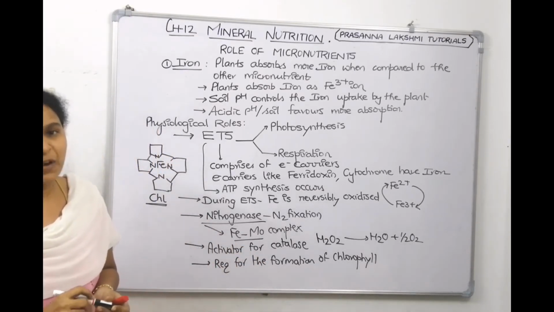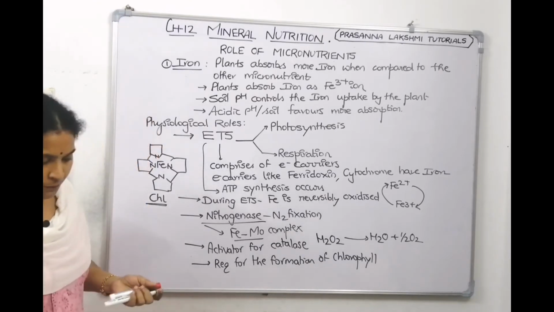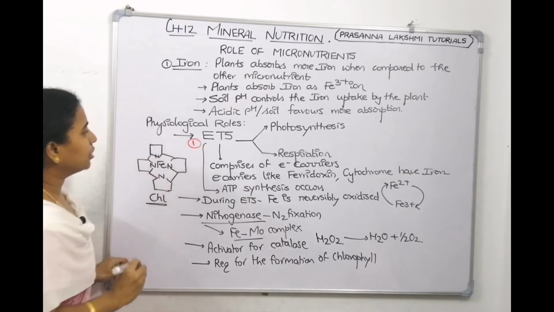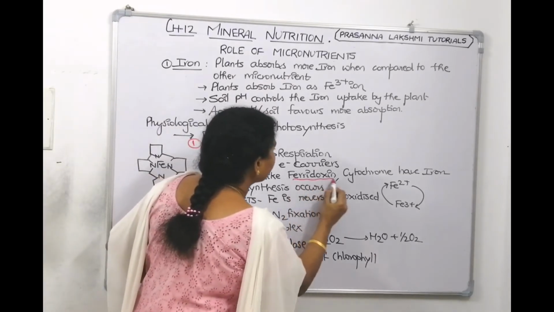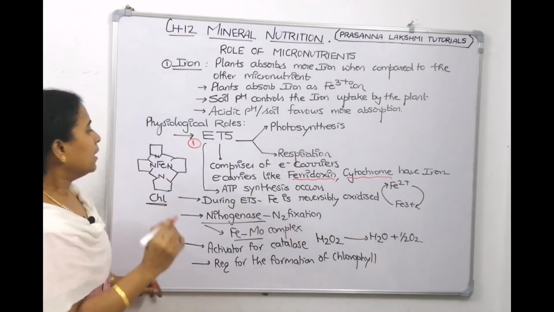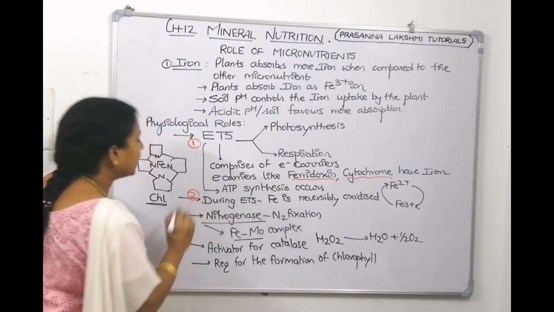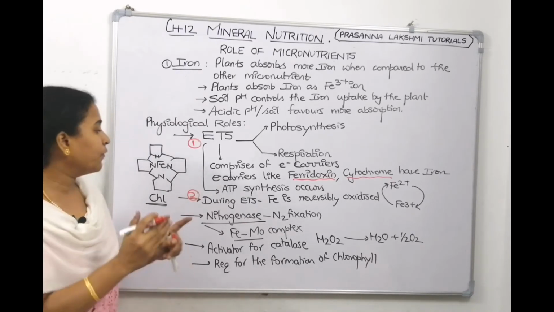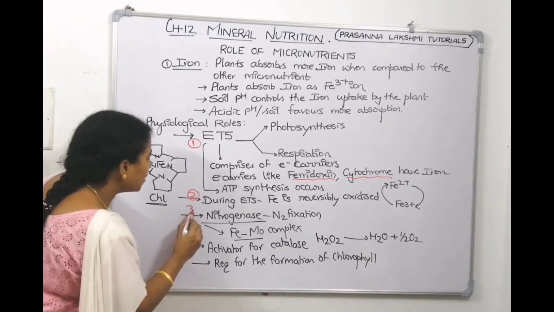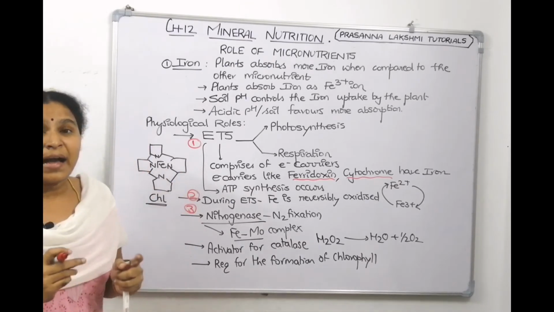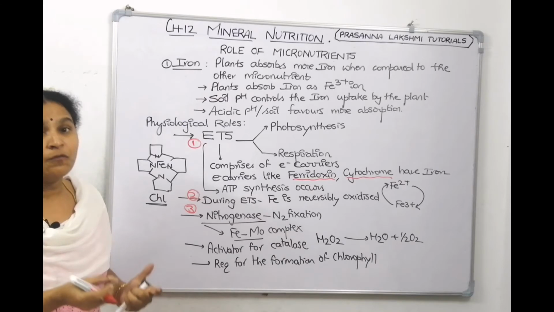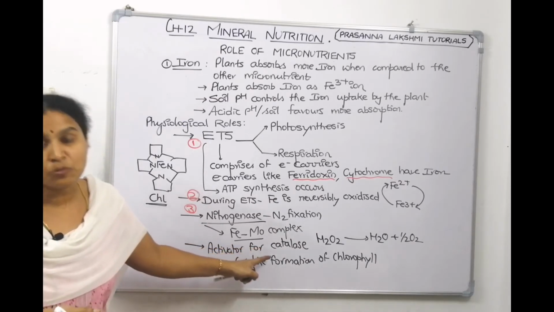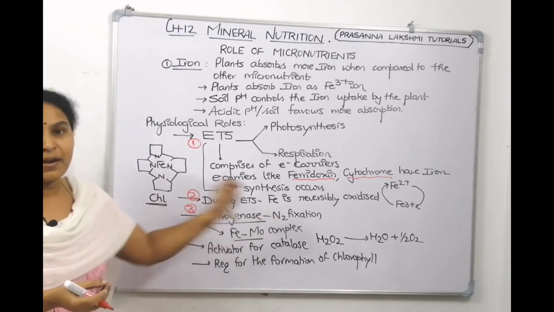So how many functions did we list out for iron? First function, it acts as a carrier in the electron transport chain. Examples of carriers are ferredoxin and cytochrome. Second function, during the electron transport, iron gets reversibly oxidized, ferrous to ferric, ferric to ferrous. Third, in nitrogen fixation, iron is part of an enzyme called nitrogenase. Nitrogenase enzyme contains iron and also molybdenum. It helps in nitrogen fixation.